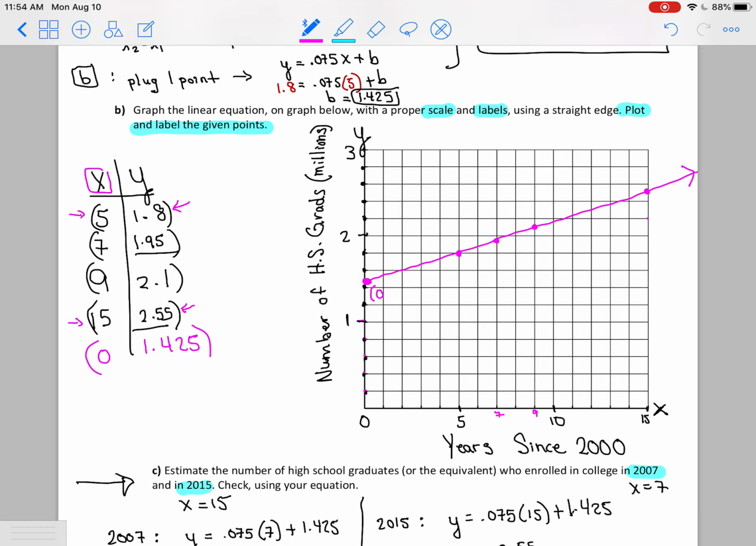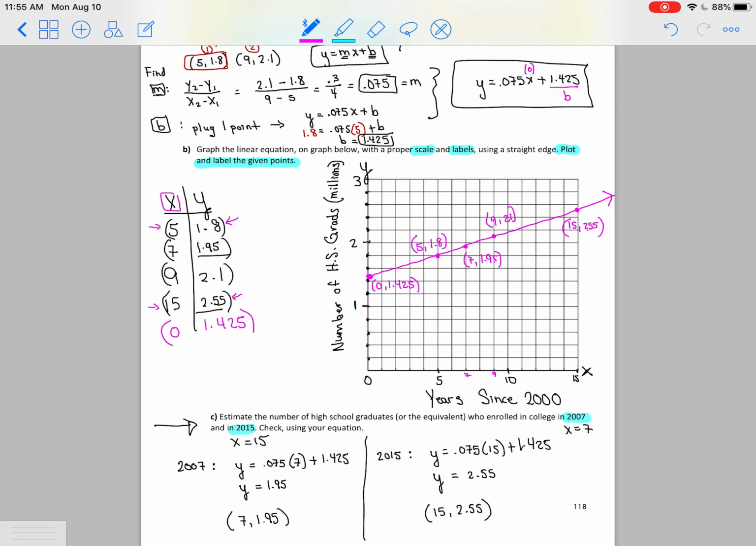So we can go back. This is my 0, 1.425. Go here, we're going to say this is our 5 and our 1.8, and 7, 1.95, 9, 2.1, and 15, 2.55. Whoopsie, 2.55. There we go. All right, so if we look back at our graph, we can see that everything is labeled. We've got our points are nice, make a nice straight line, which is what we are expecting to happen.